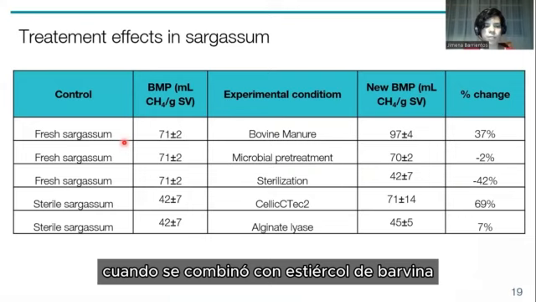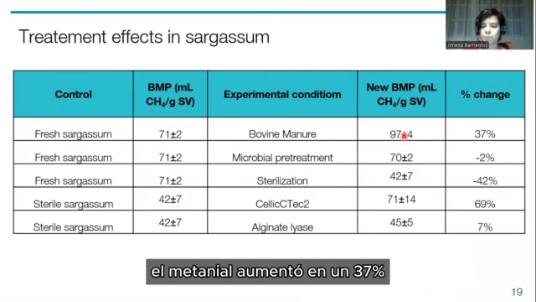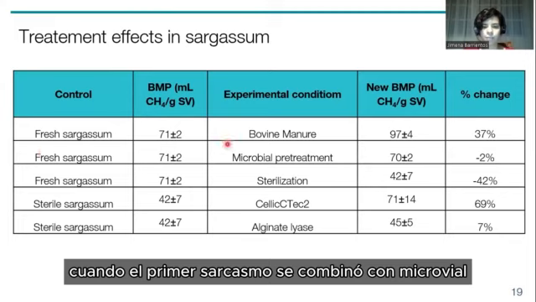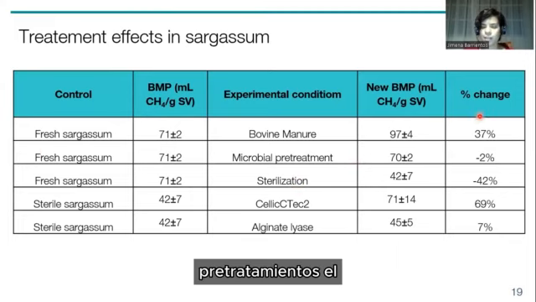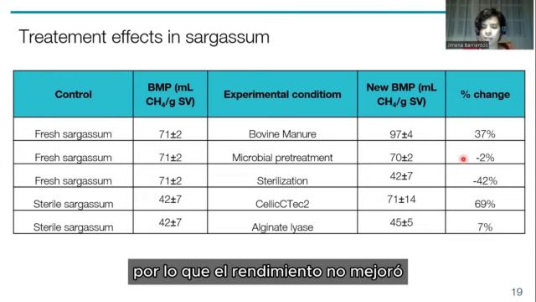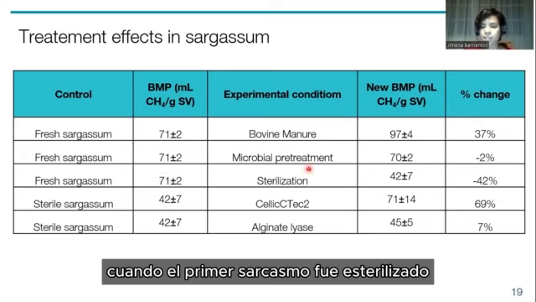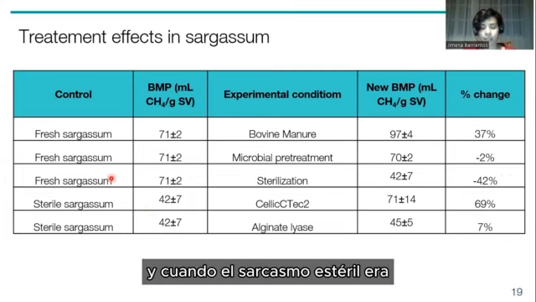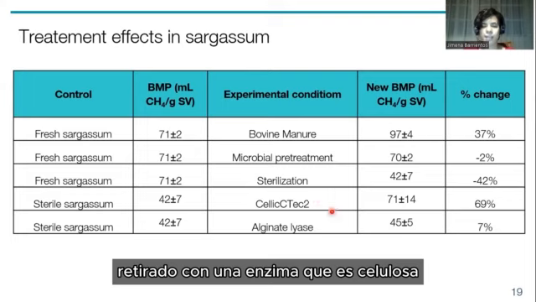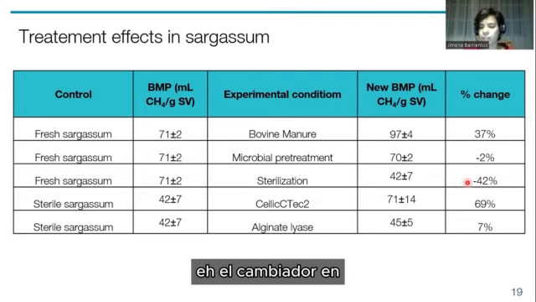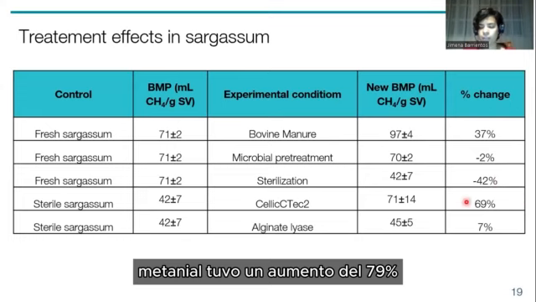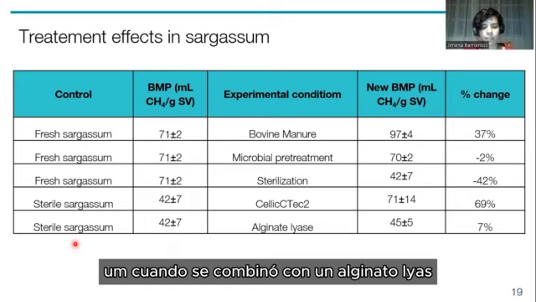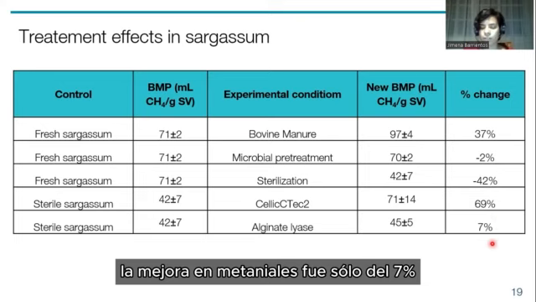Fresh sargassum, when it was coupled with bovine manure, the methane yield was increased by 37%. When fresh sargassum was coupled with microbial pretreatment, the yield did not improve. When fresh sargassum was sterilized, the methane yield was decreased by 42%. And when sterile sargassum was pretreated with an enzyme, a cellulase, the change in methane yield was a 79% increase. When it was coupled with an alginate lyase, the improvement in methane yield was only 7%.